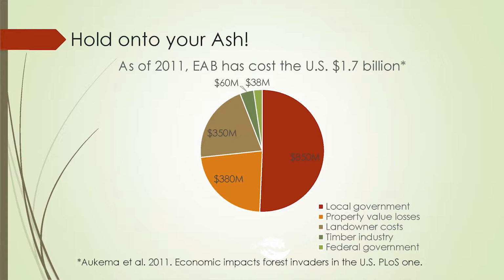Landowner costs for removing dead ash has totaled $350 million. The cost to the hardwood timber industry has been $60 million, and costs to the federal government have totaled $36 million. It is worth pointing out here that these numbers come from a 2011 review paper, so the costs are obviously higher than what is reported here. Overall, emerald ash borer has become the costliest invasive forest species in the U.S.